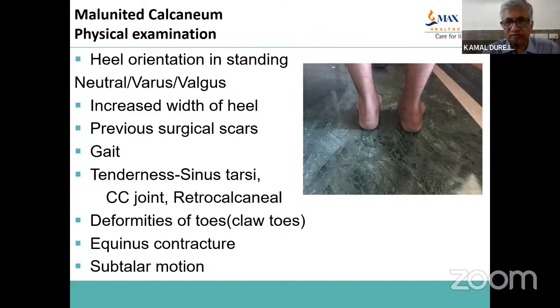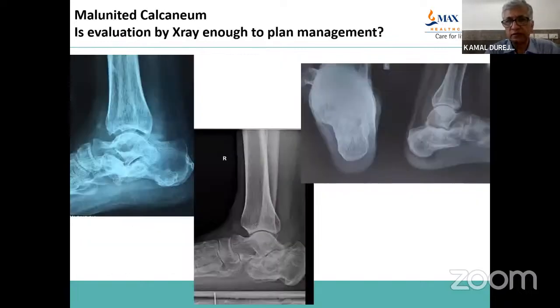Also, make the patient sit and examine the sinus tarsi. This will tell you whether the subtalar joint is arthritic or not. Examine the calcaneocuboid joint, look at the retrocalcaneal tenderness, and look at the deformities of toes. Also check whether there is an equinus contracture. If it is present, do a Silfverskiöld test. And at the end, you must examine the range of motion present at the subtalar joint. This physical examination finding should be noted, and it will help you plan the management.